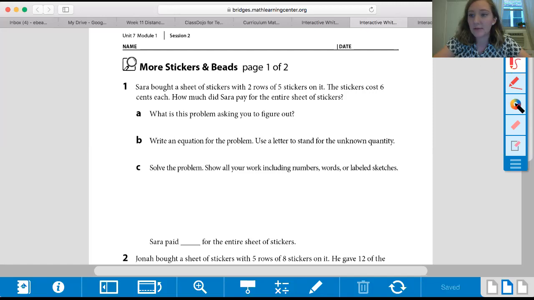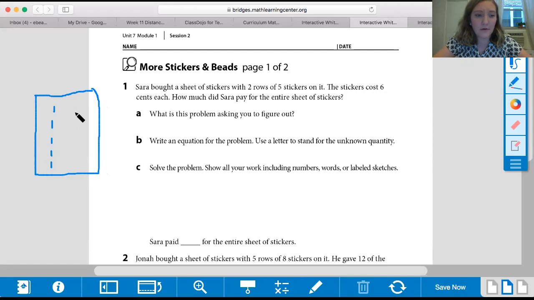Let's use a different color because I'm bored of red. Let's use blue. 2 rows of 5 stickers on it. 2 rows of 5 stickers. So this is going to be my sheet of stickers. 1, 2, 3, 4, 5. 1, 2, 3, 4, 5. Those little lines are representing my stickers. I know they don't look anything like stickers. I'm sorry. I'm not going to take the time to draw a bunch of stickers right now with my computer marker.